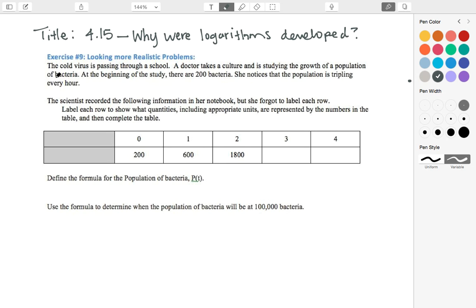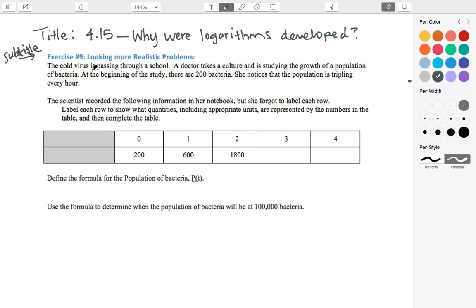Okay, so for our next class, what we're going to really focus on is applying our log and exponential rules in order to work with a word problem. Okay, so right here in your notebook, you can call this the main title, and this can be your subtitle: Looking at more realistic problems.